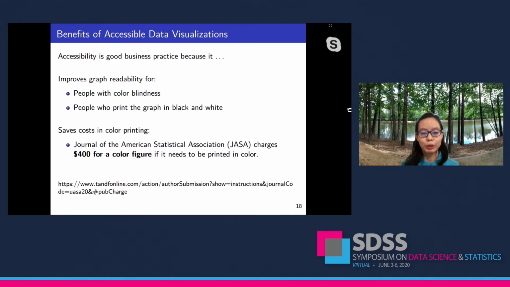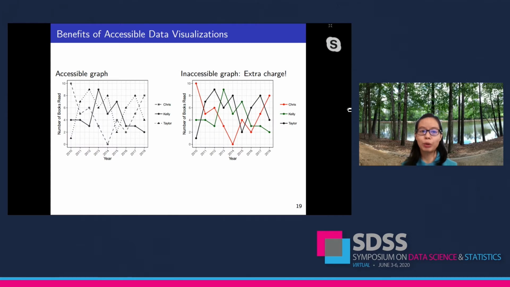So what this means is that if we make the graph accessible, it does not need to be printed in color. Then we don't have to incur the extra cost. But if it is not accessible, it has to be printed in color, and we would have the extra charge. So making graphs accessible is good business practice.